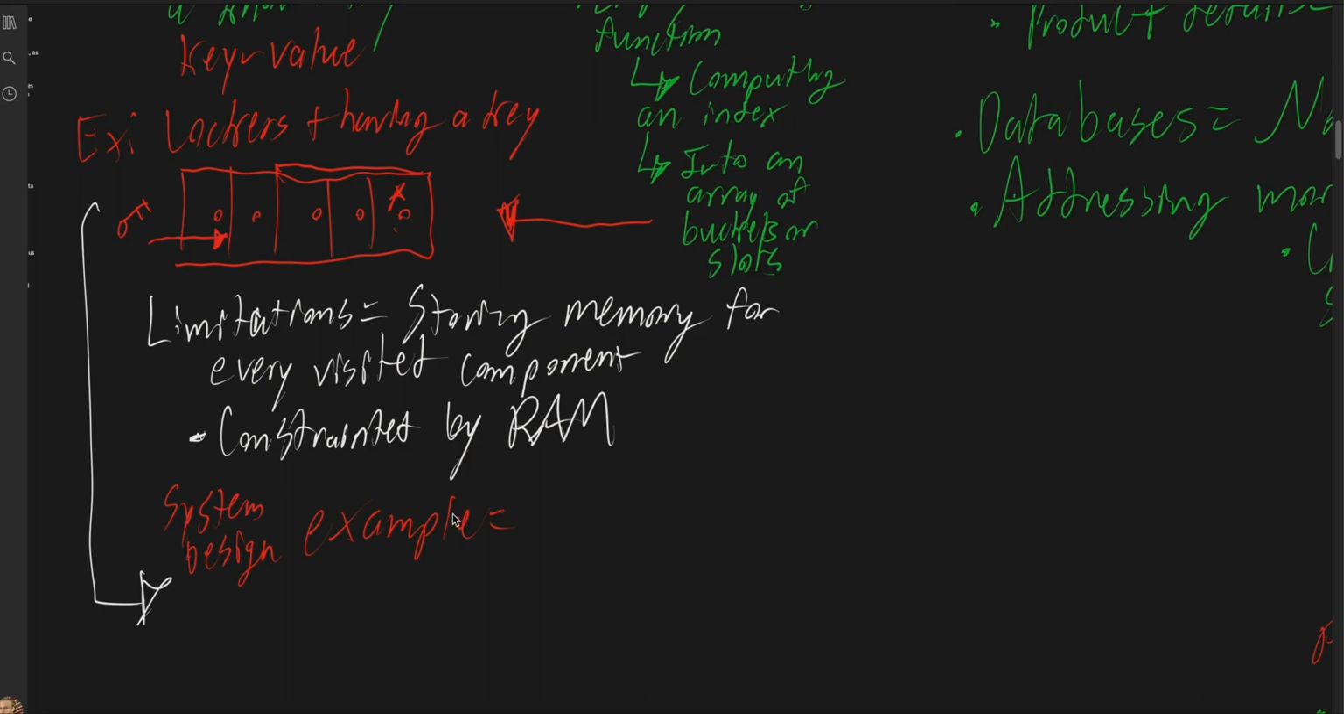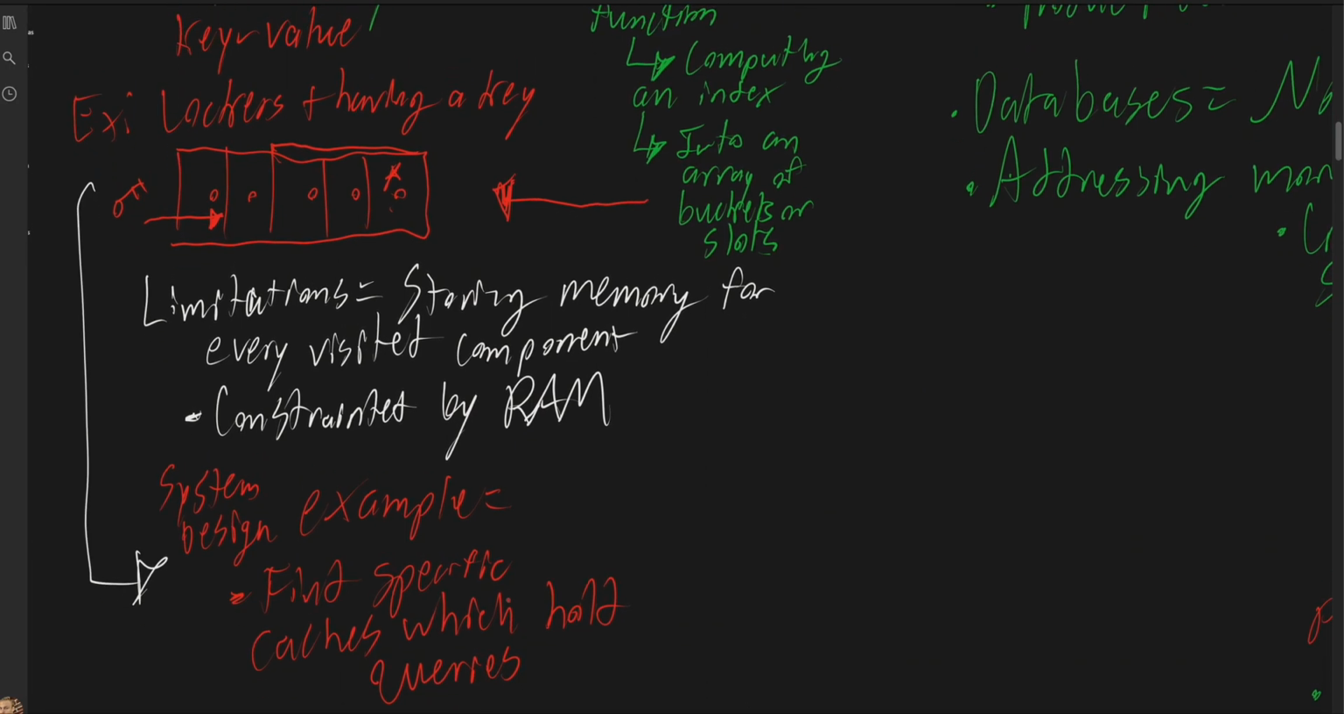For a system design example, that would be a case where we are trying to access a cache that holds queries. So we're trying to find specific caches which hold queries. It could be, for instance, if we are looking at some type of memory state, maybe the history of subscribers on a YouTube channel. That could be one example, since there is a cache whenever we are refreshing a web page, showcasing exactly the data that we have already been interacting with on the platform.